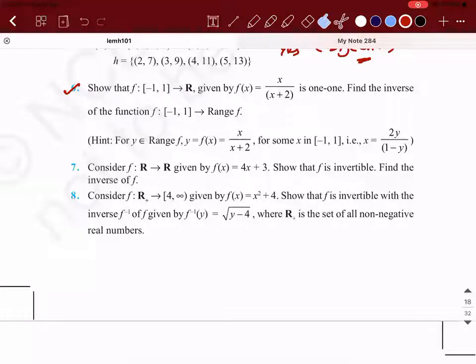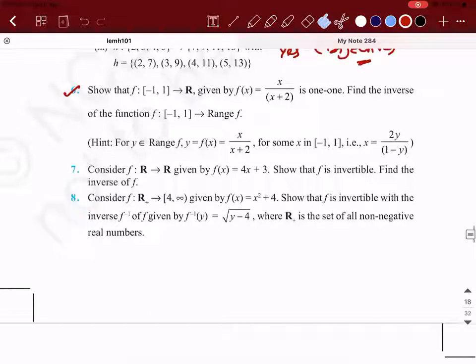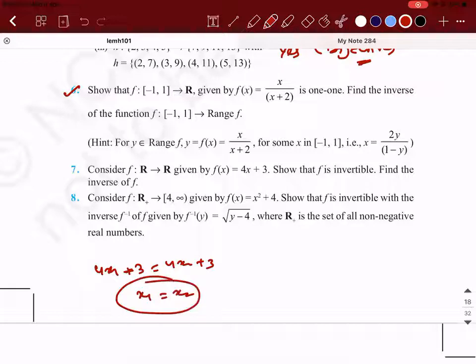Okay, listen. Did you get this? f(x1) is equal to f(x2), so 4x1 plus 3 is equal to 4x2 plus 3. Okay, x1 is equal to x2. I hope you got this. For the onto function, what will you do? y is equal to 4x plus 3. Then x will be equal to (y minus 3) divided by 4.